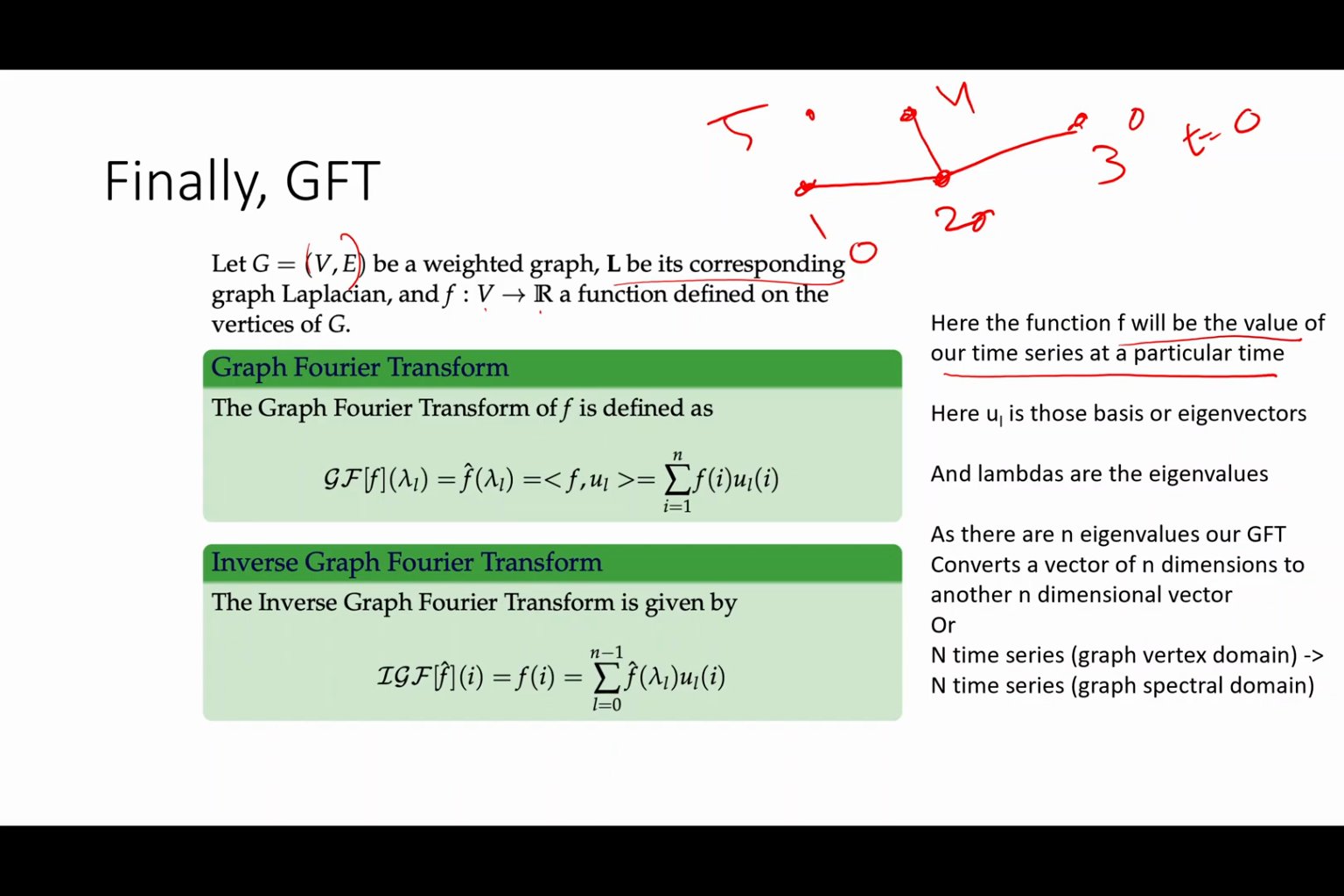As there are n eigenvalues, our GFT converts a vector of n dimensions to another n-dimensional vector. So, as there are n eigenvalues of our graph, we are assuming, let's say, distinct eigenvalues. Even if they are not distinct, if there are repeated eigenvalues, we can handle that, but let's not focus on that.